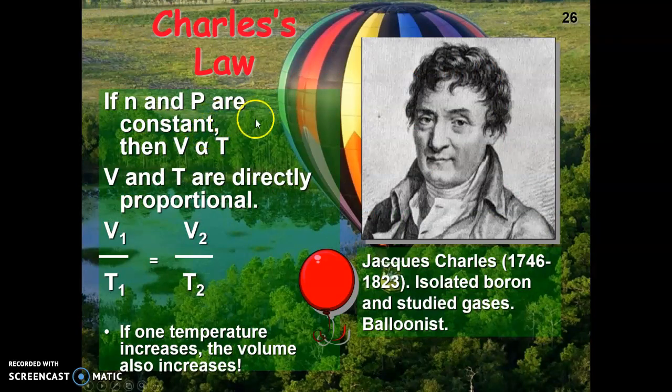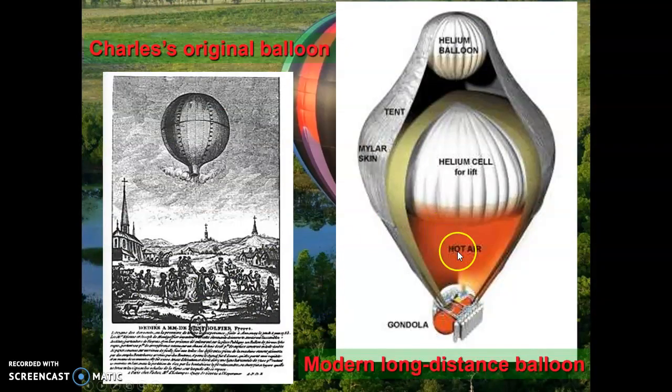All right, Charles' law. Charles was a balloonist and noticed that if you increase the temperature, the volume also increases. That relationship is a direct proportionality. So this one ends up being modeled as V1 over T1 equals V2 over T2. So if you want to get more lift, you heat up the helium, and if you want to get less lift, you let it cool down or release some of the helium too.